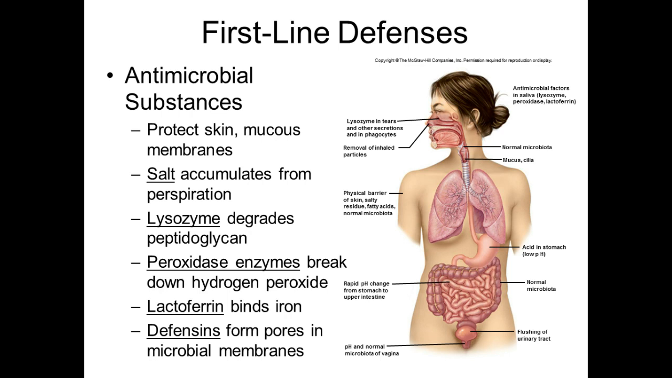So the skin and the mucous membrane. The skin, as we said, from perspiration tends to be relatively salty. This salt is an inhibitor of microbial growth. As we know, it can cause plasmolysis, can suck the water out of them.